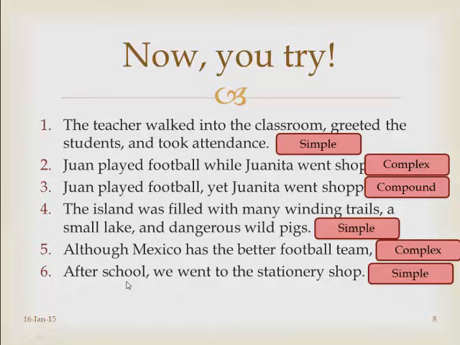Is this a clause? Does it have a subject? Does it have a verb? No, it doesn't. So this is actually just a phrase. It is not a clause. So therefore, we went to the stationery shop is one single independent clause. After school is just a phrase, and it's not another dependent clause. Therefore, it is a simple sentence.